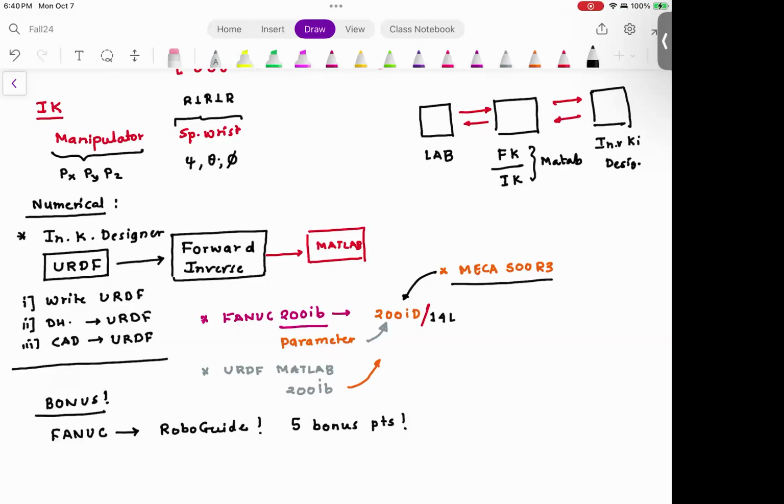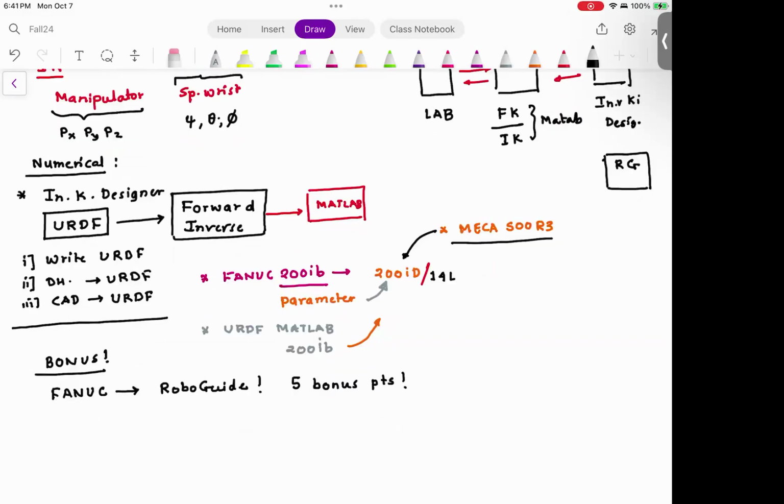Extra. So you can get 15 out of 10. Yes. So now this is the bonus. So you can actually have RoboGuide. You want 5 more points? Okay. All right. There is another software which is written by my good friend. That software is called VREP. You can do the exact same thing and get 5 bonus points.